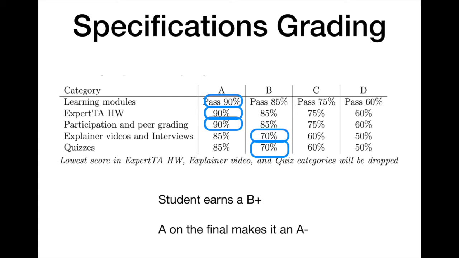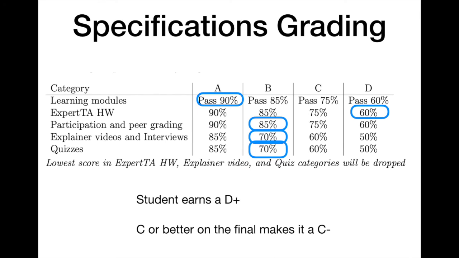And then the final project can affect your letter grade or your overall grade by one increment. So if that student has a B+ going into the final, if they get an A on the final, they get an A- in the class. If they get a B on the final, they keep that B+, and if they get a C or lower, all it does is drop them down to a B.